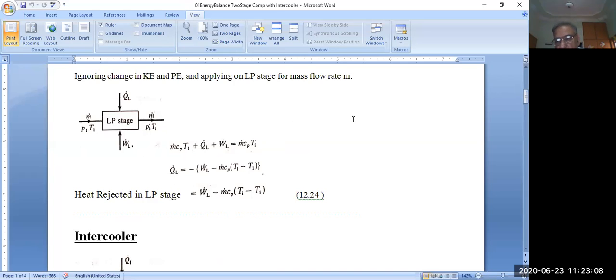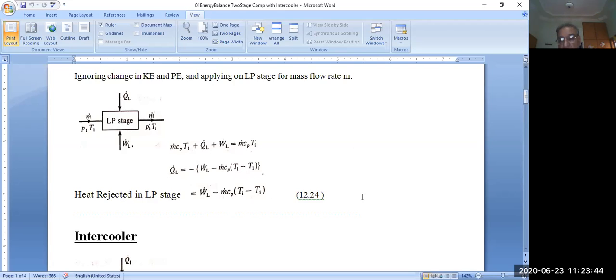Heat transfer to the low pressure cylinder can be calculated by this formula: Q dot L is equal to minus W dot L minus m dot Cp (TI minus T1), because discharge outlet temperature is TI, inlet temperature is T1. I means intermediate between stage 1 and 2. Now heat rejected QL in low pressure stage is WL minus m dot Cp (TI minus T1).